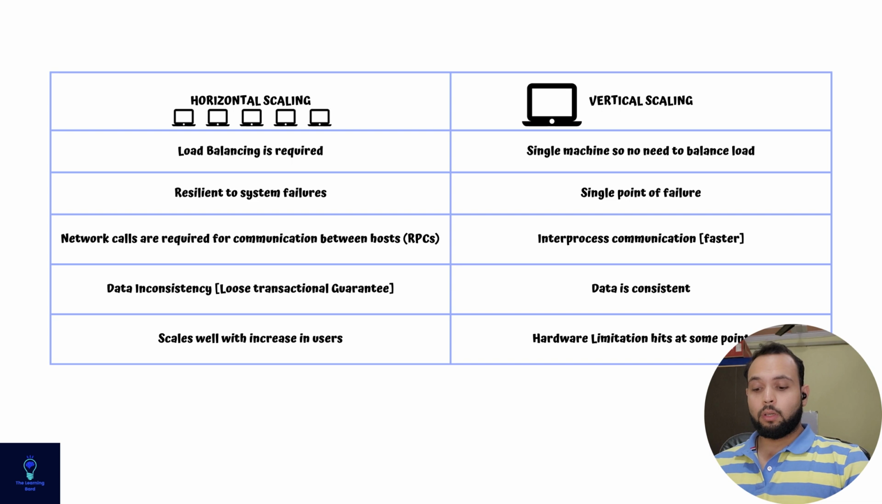Today we'll do a comparison between horizontal and vertical scaling. First off, in horizontal scaling, you have multiple systems serving the traffic of the users. So you want to ensure that no single system is being rammed by all the user calls, right?